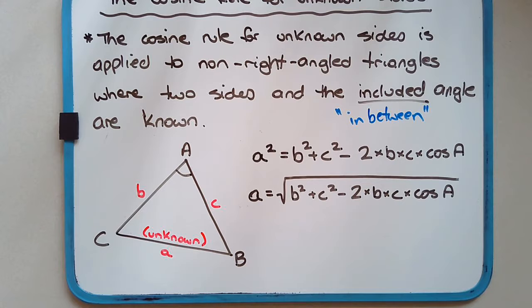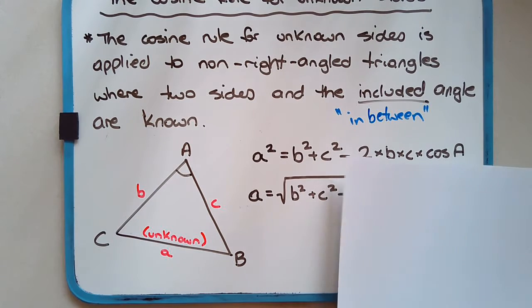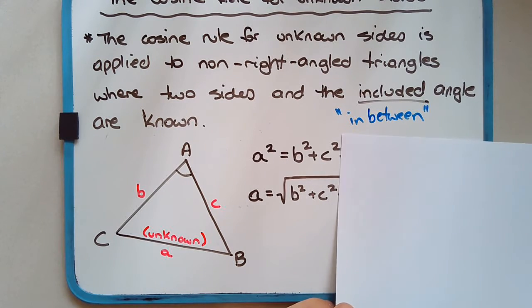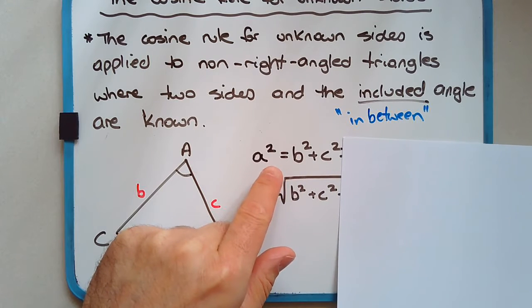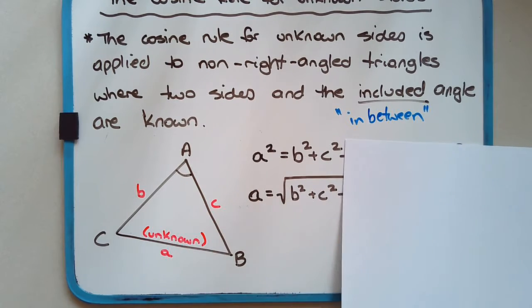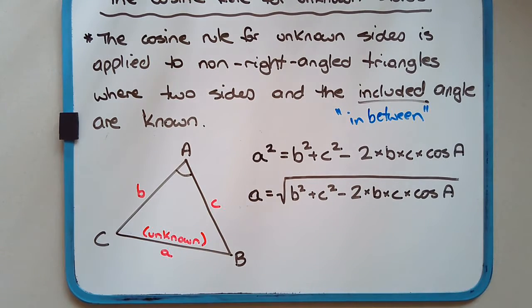Now, if you look at the first part of the formula, what does that look like? a squared equals b squared plus c squared. In fact, it's an extended version of Pythagoras' theorem, which is really nice. But it's a version of Pythagoras' theorem that is applied to triangles that don't have a right angle, so pretty much the non-right angled triangles. This is an extended version of Pythagoras' theorem, and that works really nicely.